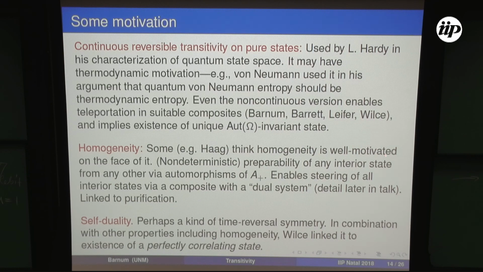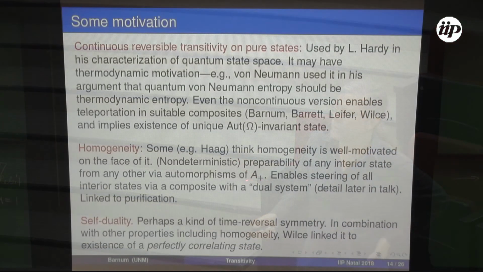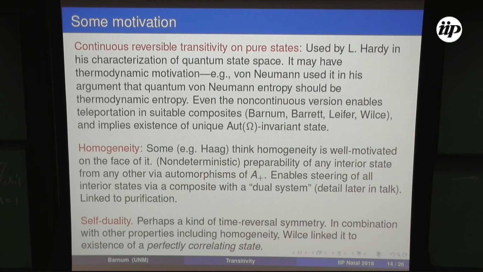Homogeneity. What's so good about that? Well, some people think that homogeneity is well motivated on the face of it, and they talk about the idea that with some probability you should be able to prepare any interior state from any other via automorphisms. It's not really clear to me why you would expect to be able to prepare via automorphisms. I mean, if you can't prepare a state, then maybe you don't want it in your theory. I could see that if your theory breaks up into inaccessible regions, you'd want to concentrate on one region. I don't know. So I didn't find this particularly compelling, although there might be some sort of Bayesian arguments for it, but you need to say a lot more.